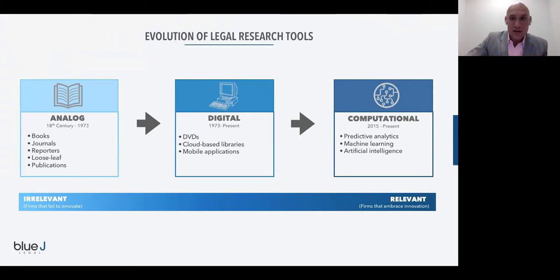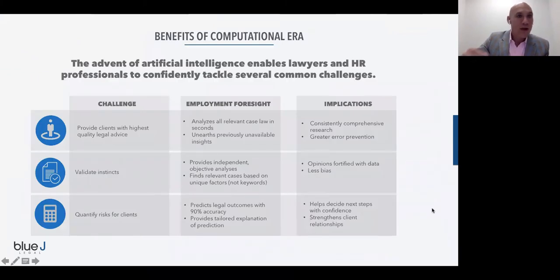That's what Blue Jay Legal is all about: leveraging computing power and new machine learning algorithms to get insight into legal research problems. Okay, so how does this actually work? Well, a lot of lawyers are using our kind of software to provide clients with the highest quality legal advice, to double check their instincts on different situations.